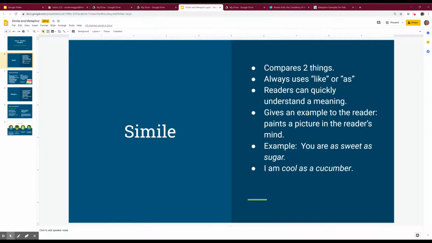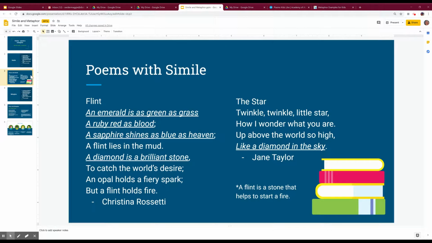It gives an example to the reader. It paints a picture in the reader's mind. For example, you are as sweet as sugar, or I am as cool as a cucumber. Hopefully, those sentences painted a picture in your mind so you could imagine what I meant. So here are some poems with simile.